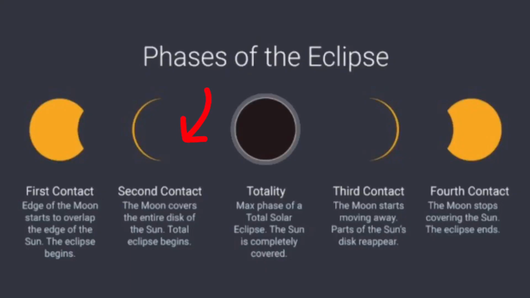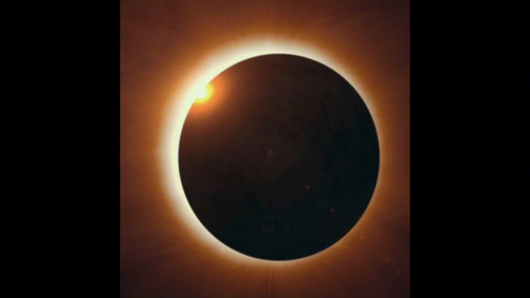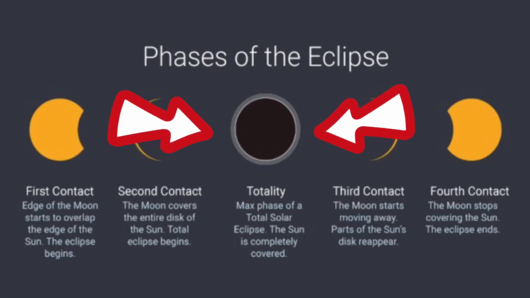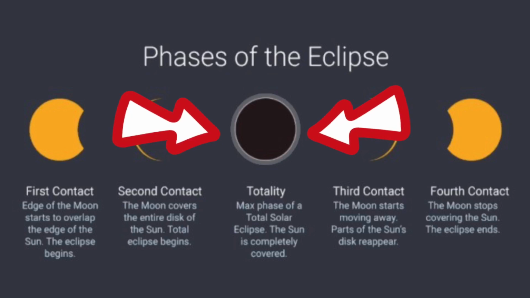Next, we get into the second. It is our second contact. The moon covers the entire disk of the sun and the total eclipse begins. It'll start to look just like this, basically covered, but still a little bit of the sun is peeking out behind it. Next, we have our final one, which is totality, max phase of a total solar eclipse. The sun is completely covered here.